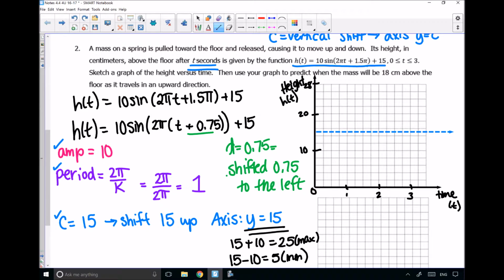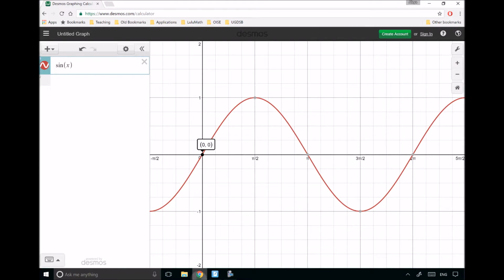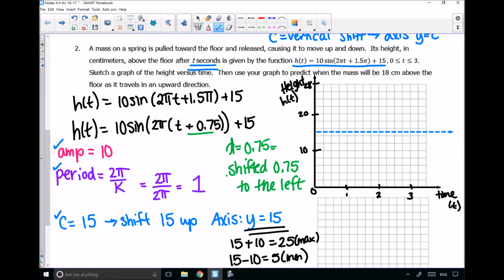Okay, and normally it would start at my equation of my axis right here. So we have the same idea in this graph. My starting point is going to be on my equation for my axis. So I know for sure it starts at (0, 15), excuse me.